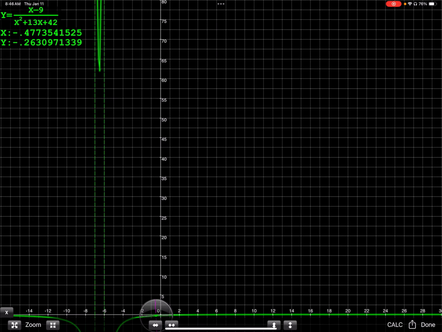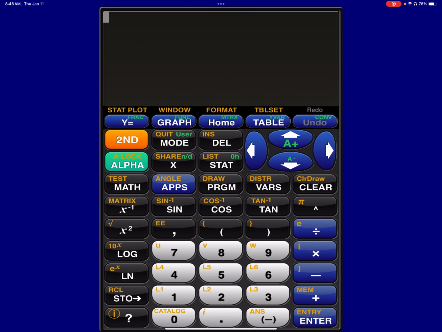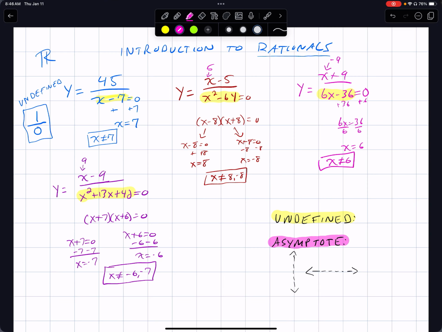Okay. Right now, you also might notice another asymptote in here, but for now, just focus on the original asymptotes, which come from the undefined terms. x can't equal negative 7 here because it makes the bottom 0. x can't equal 8 or negative 8, which makes the bottom 0. It can't equal 6, and then it can't equal negative 6 or negative 7. Okay.